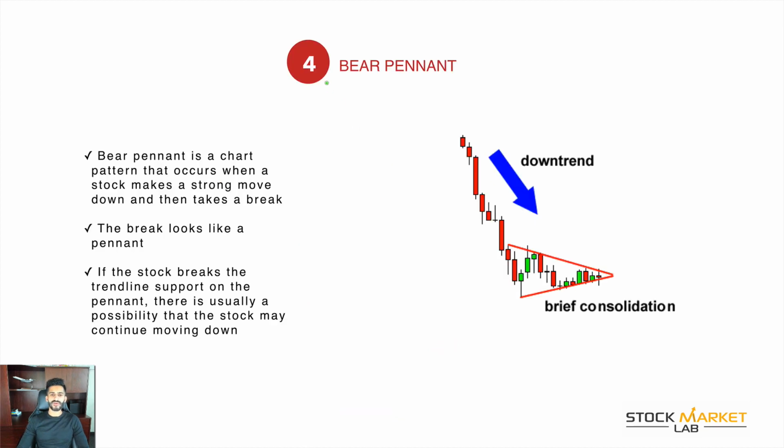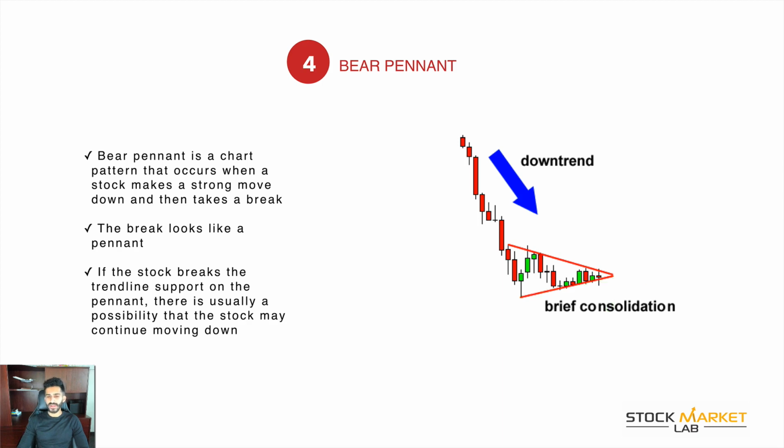The last one we have is called a bear pennant. A bear pennant is a chart pattern that happens when a stock makes a strong move down. It makes a strong move down and then basically takes a break. Very similar to a bear flag. The break looks like a pennant, this break right here, right? If the stock breaks the trend line, this trend line support on the pennant, there is usually a possibility that the stock may continue moving down.